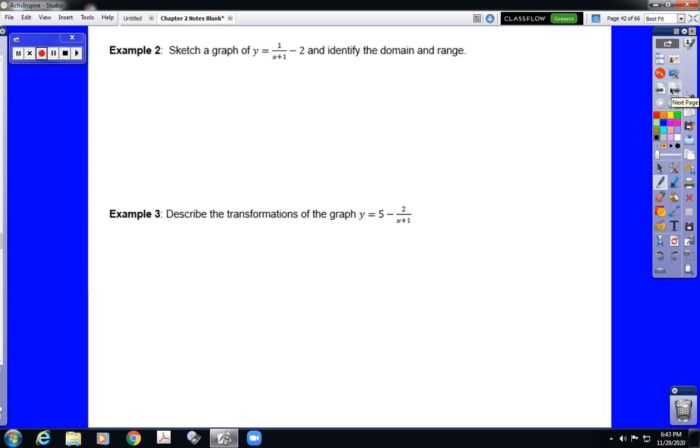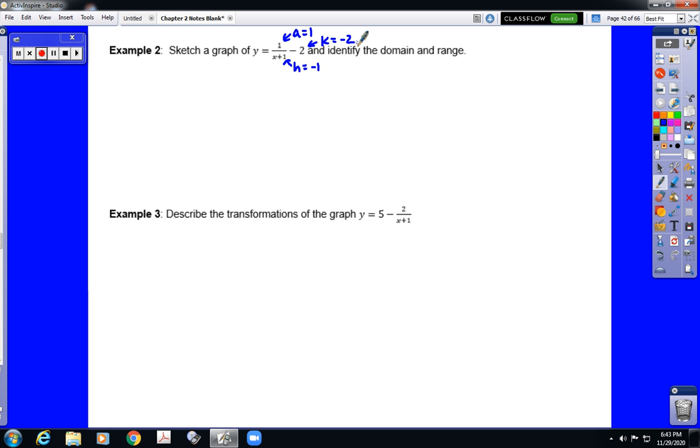This time it says sketch the graph and identify the domain and the range. So we'll talk about domain and range at the end. We're still going to start off the exact same way we did before. We need to identify A, which is 1. Which means this graph is actually going to be easier to graph than the last one. H is equal to -1, and K is equal to -2. Remember that H always has the opposite sign of what's in the equation.